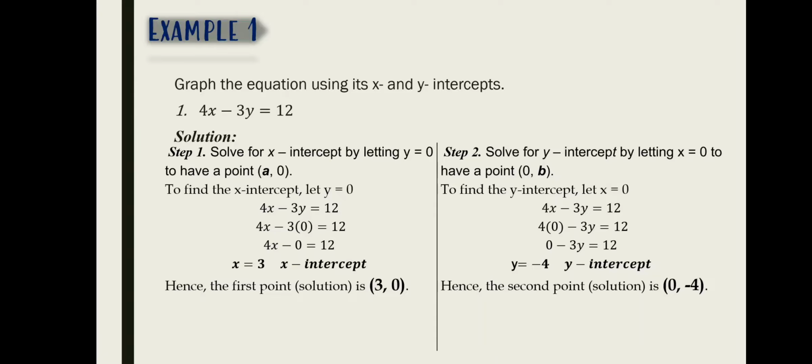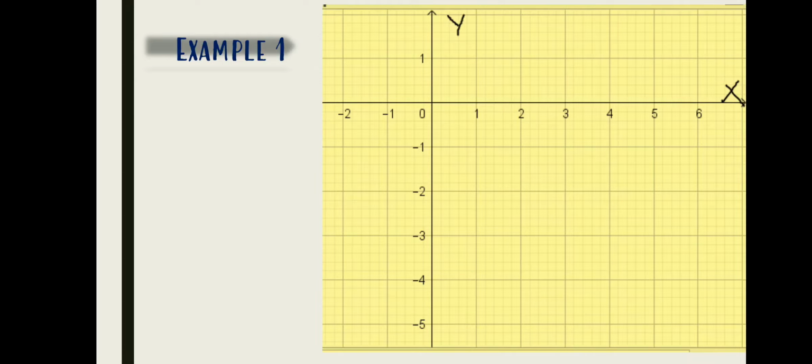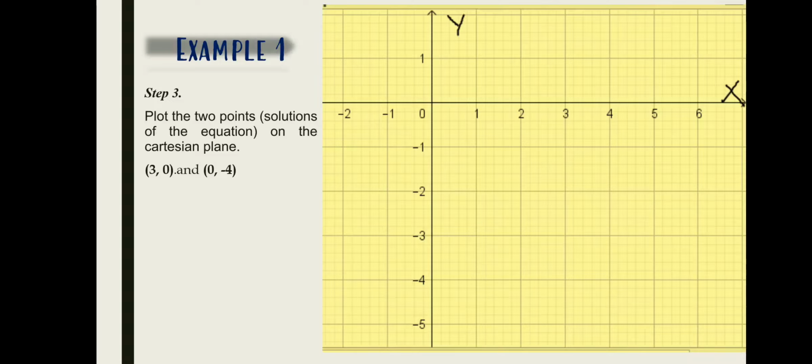And 12 divided by negative 3 is equal to negative 4. Now, the y-intercept of 4x minus 3y equals 12 is negative 4. Hence, the second point has coordinates 0, negative 4. Now, plot the 2 points, our x and y intercepts, on the Cartesian plane.